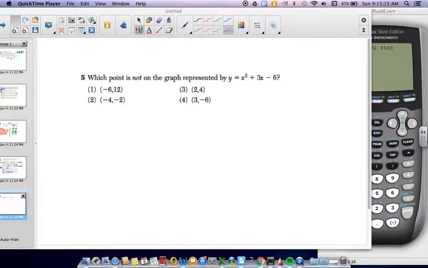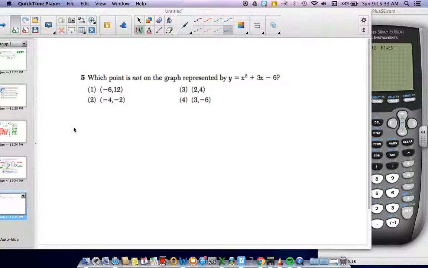Alright, so for number 5, we're taking a look at our first kind of quadratic here, or a few questions back also dealt with finding the roots of a quadratic, so I guess technically our second quadratic related question. It says, which point is not on the graph represented by y equals x squared plus 3x minus 6?